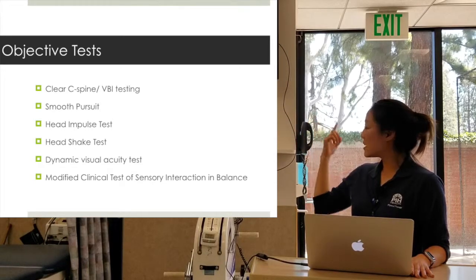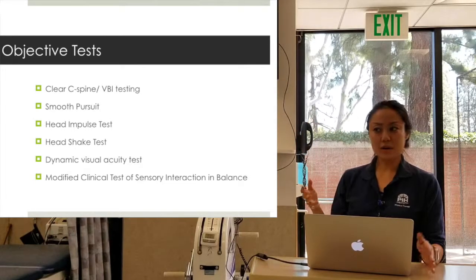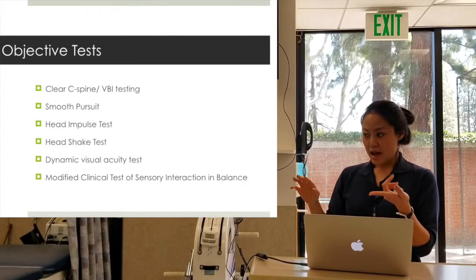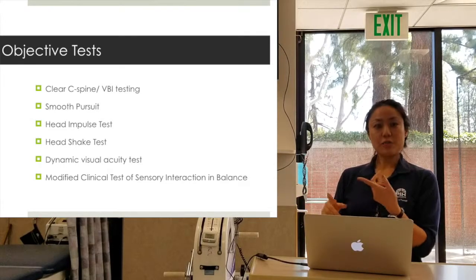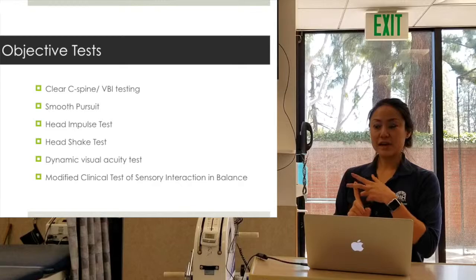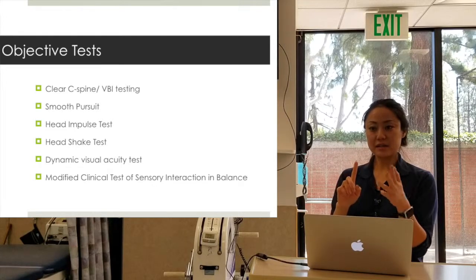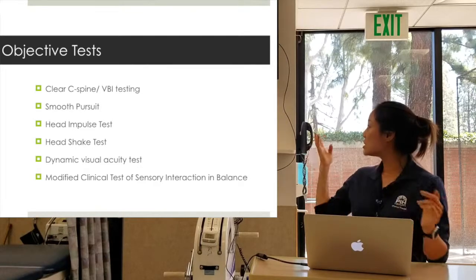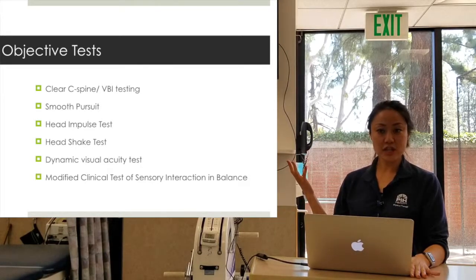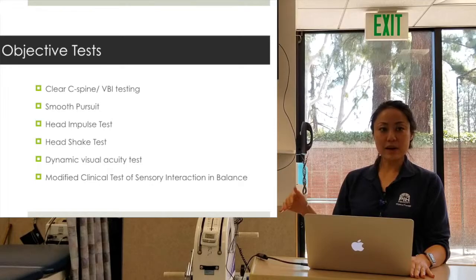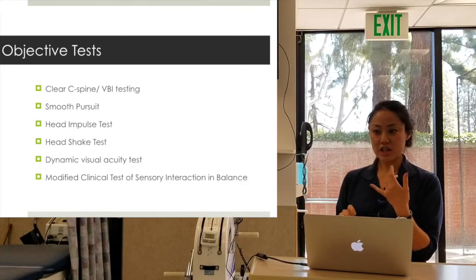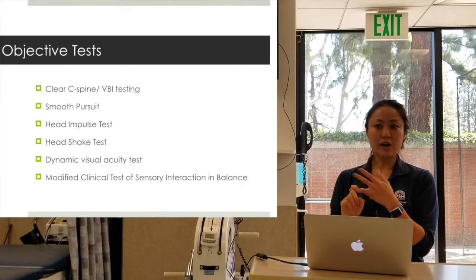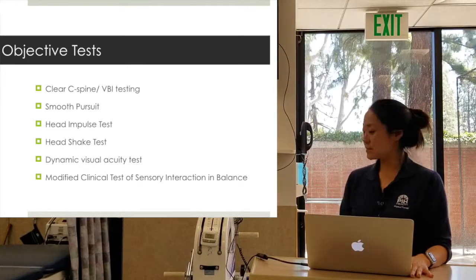And then you can do the modified CTSIB. So that's the one where condition 1 is stable surface, eyes open. Condition 2 is stable surface, eyes closed. 3 is like on an Airex, eyes open. And then the last condition is the one that really tests the vestibular functioning, because then it's on the Airex but eyes closed. So you're taking out vision, you're making proprioception harder, and so it's really challenging their vestibular system.